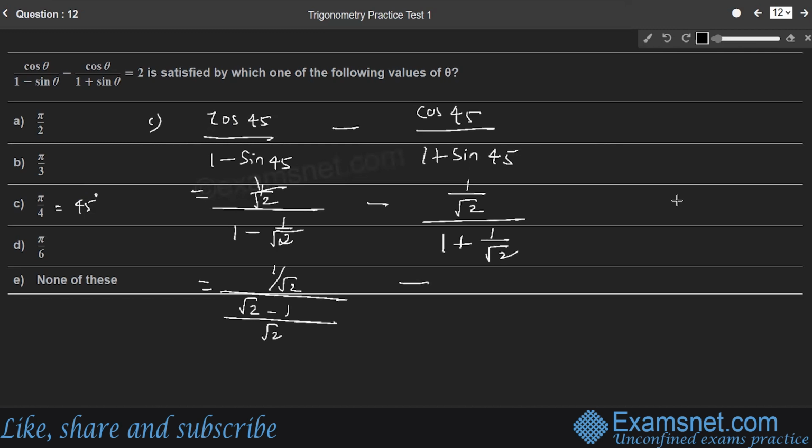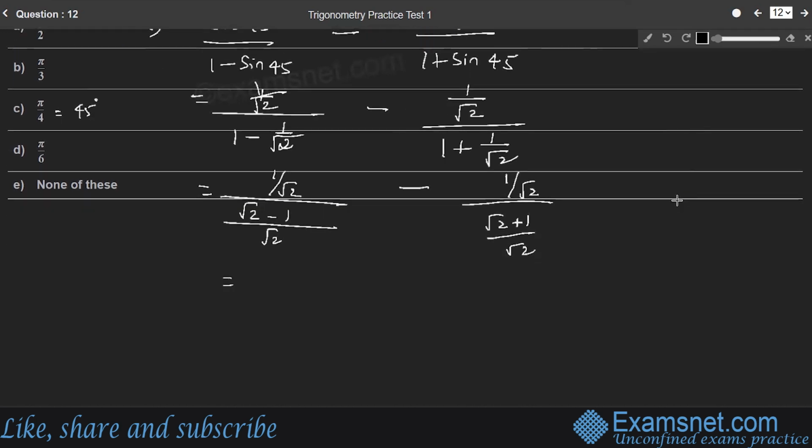Minus, in the second term we have 1 by root 2 in the numerator and the denominator becomes root 2 plus 1 divided by root 2, right? So in both the terms we can cancel root 2 and root 2. So we have 1 by root 2 minus 1 minus 1 by root 2 plus 1. Simplify it. So we have root 2 minus 1 into root 2 plus 1, which is root 2 the whole square minus 1 square, right?